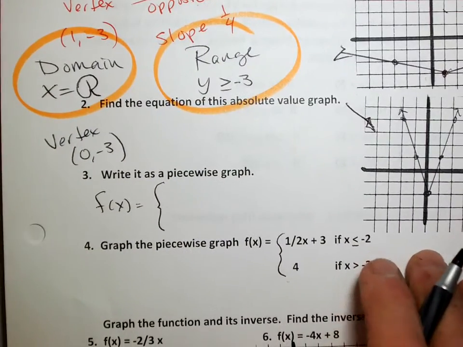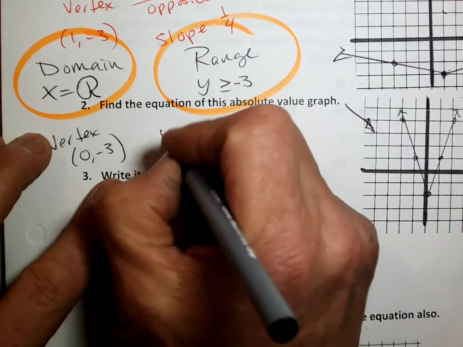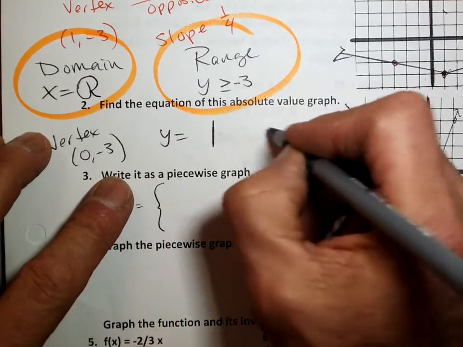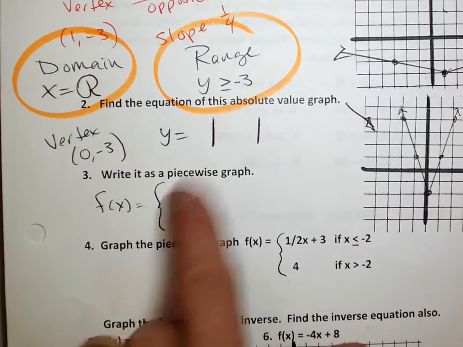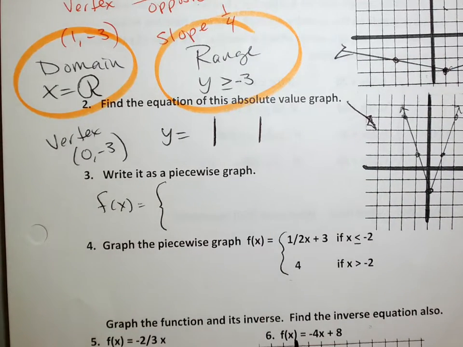So if I want an absolute value graph, I'm going to go y equals. And I'll just start there, okay? Y equals, and I did the absolute value symbols, okay? Does that make sense? I know the slope is up 3 over 1, so I'll put a 3 right there, okay? 3 over 1. You can put 3 over 1, but I'm just going to put 3.